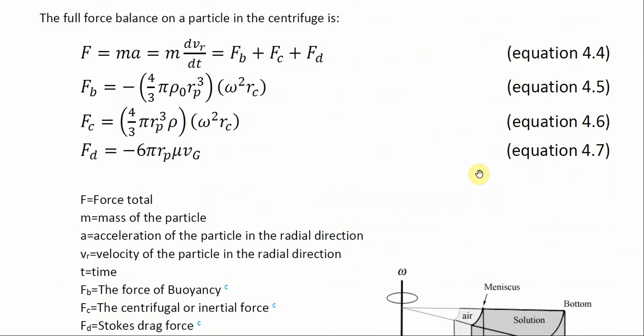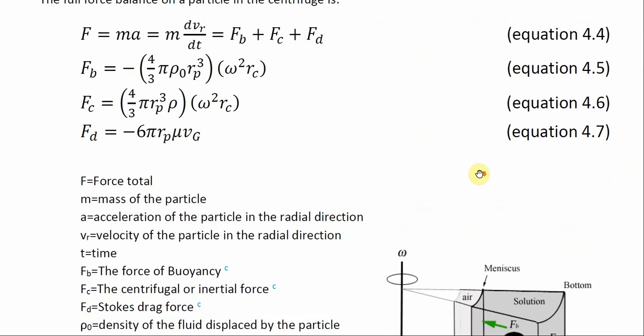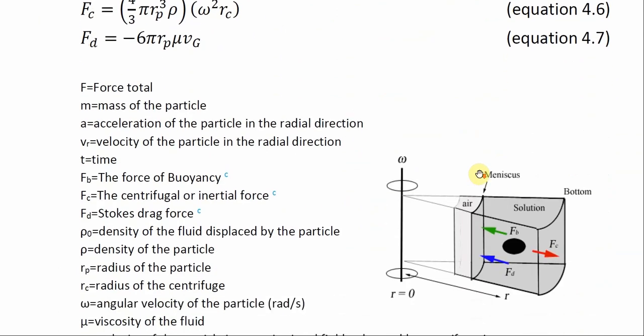Okay, so now let's go ahead and do a full force balance on the particle. For this, we're going to say force equals mass times acceleration. That's just our basic physics equation, which equals mass times dV sub r divided by dt, so that's the velocity in the radial direction divided by time, equals F sub b plus F sub c plus F sub d. Now, these are our three forces that we can see in our diagram down here.